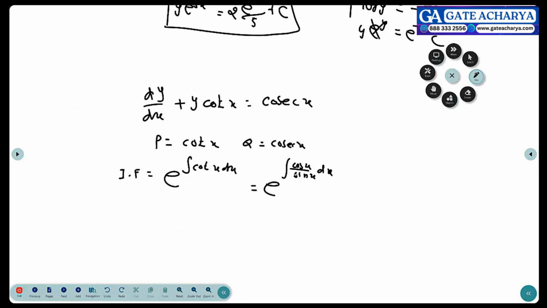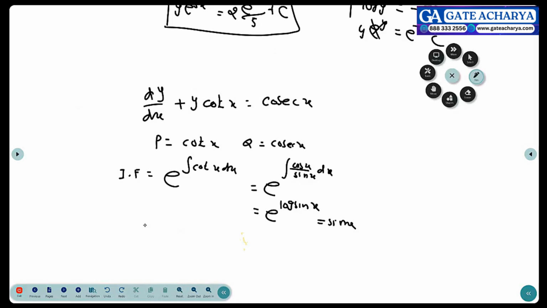Derivative of sin x is cos x, so it is in the numerator. Therefore, the integral term is log of sin x. So that becomes e power log sin x. E power log something cancels, therefore this is sin x. So the integrating factor is just sin x.